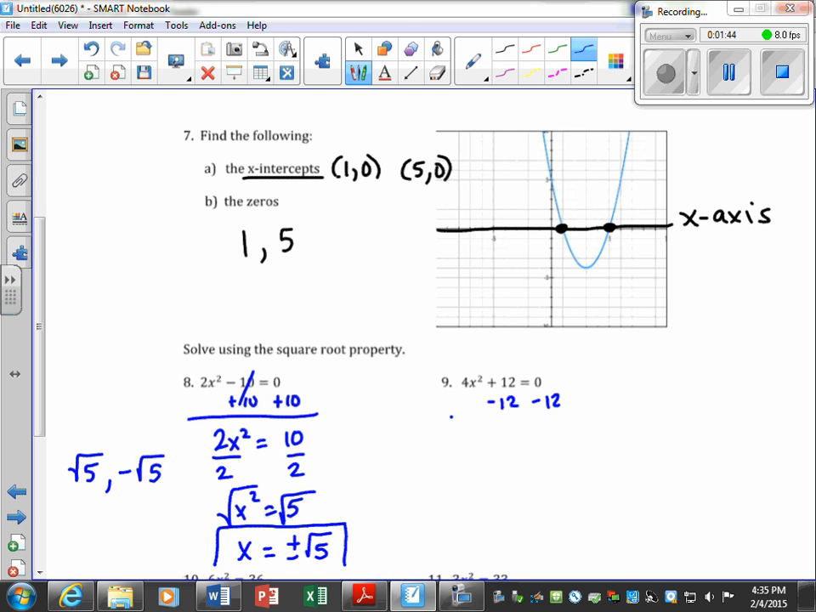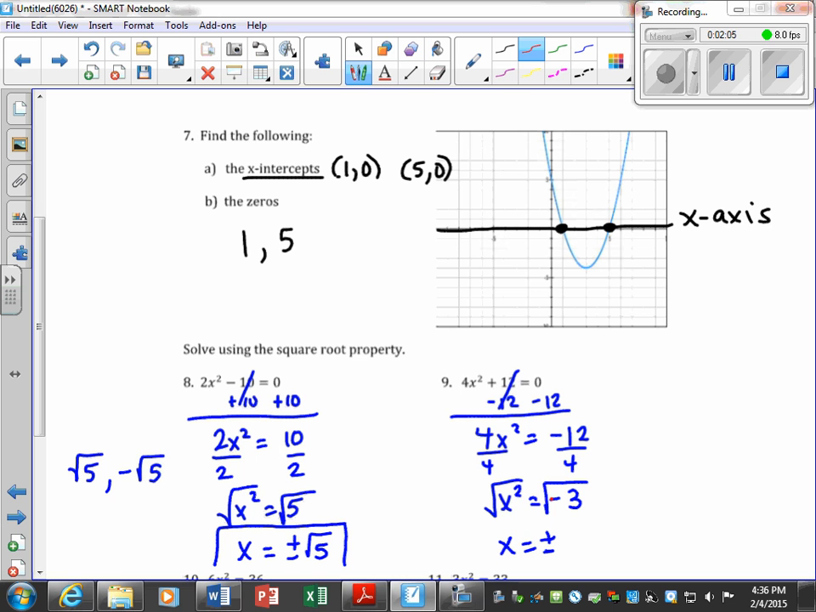Subtract 12. 4x squared is equal to negative 12. Then we would divide both sides by 4. X squared is equal to negative 3. Of course, undo a square, we take a square root. X is equal to plus or minus.